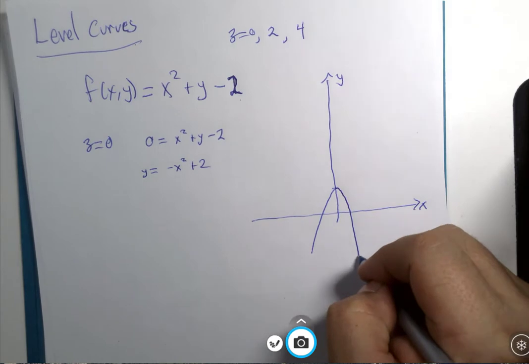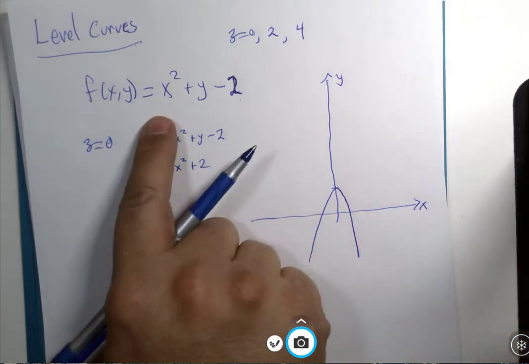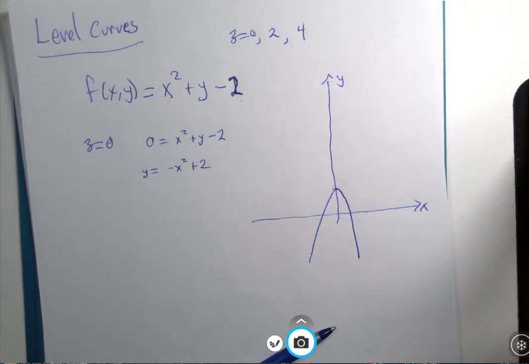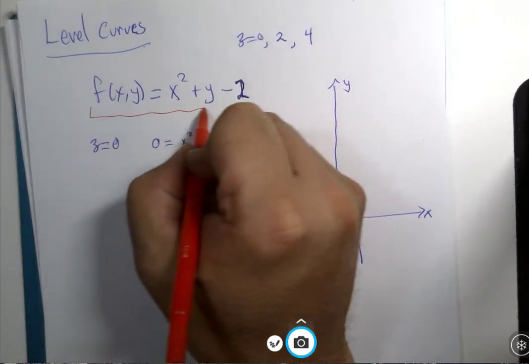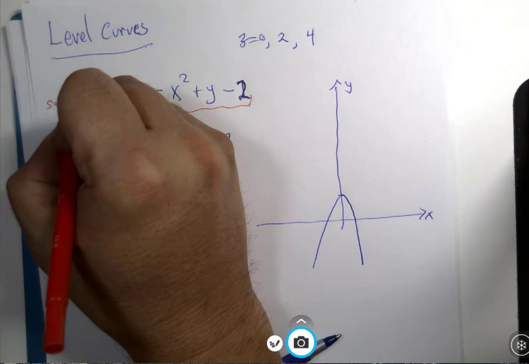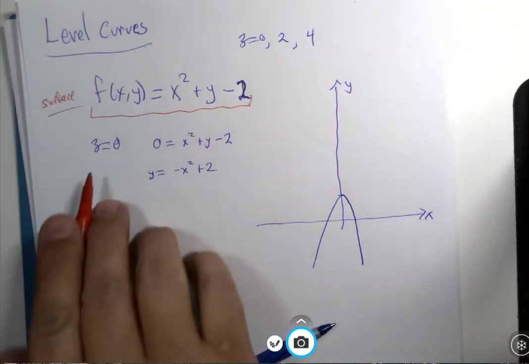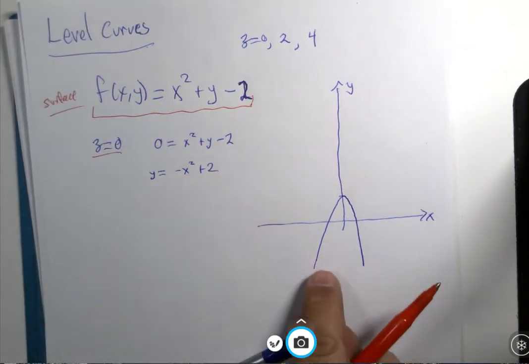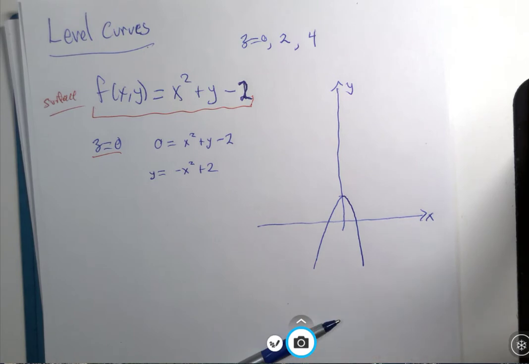I don't know exactly what the three-dimensional graph looks like. I mean, I don't really know what this surface might be. But I know if you slice it when z equals 0, you're going to get a parabola cross-section.